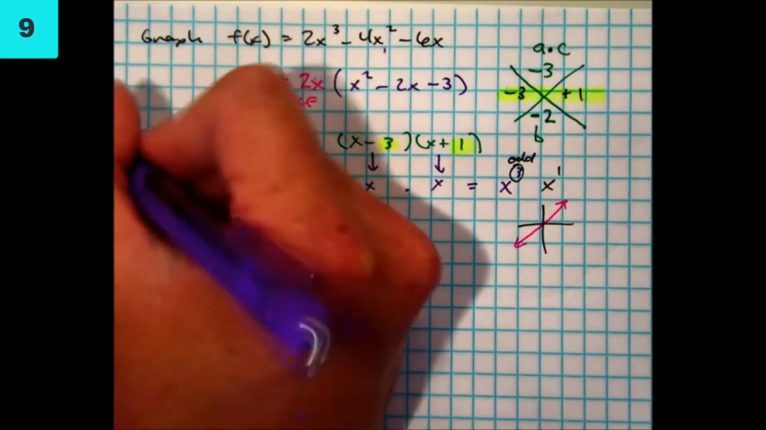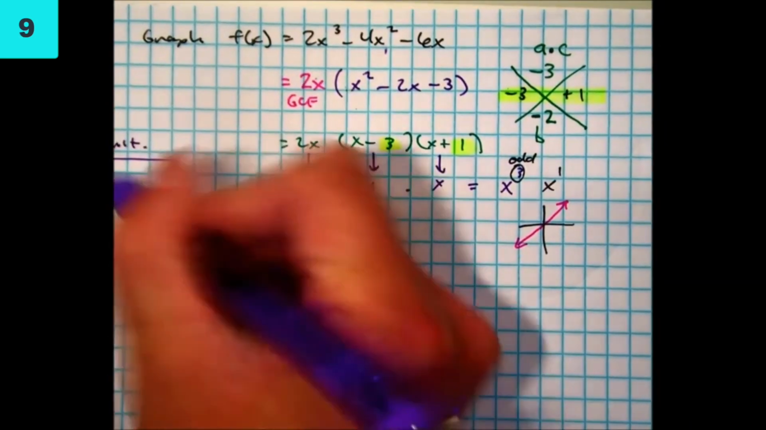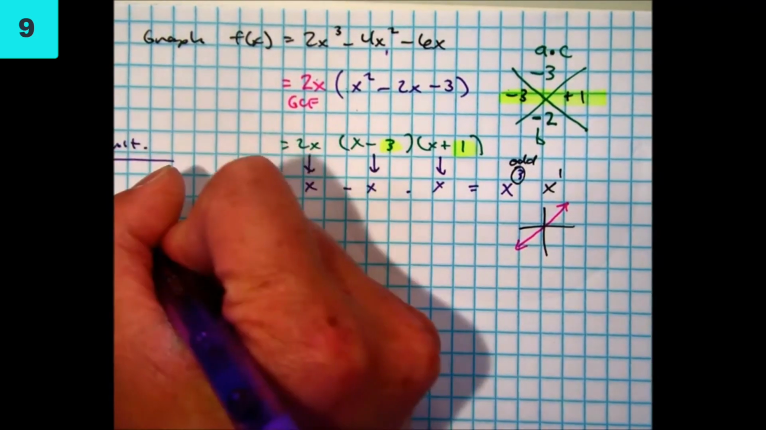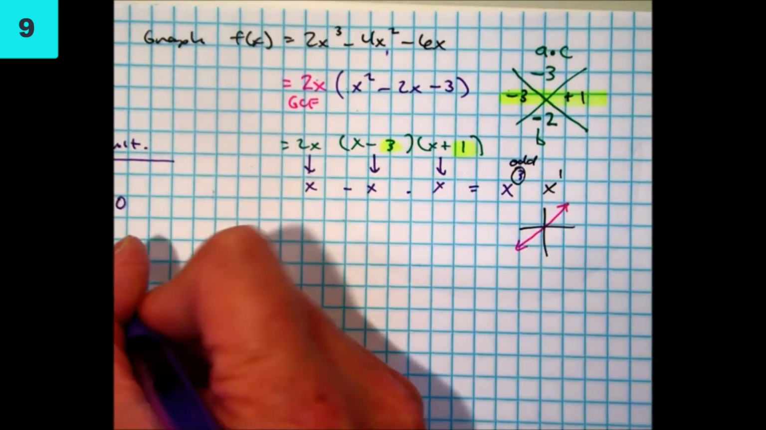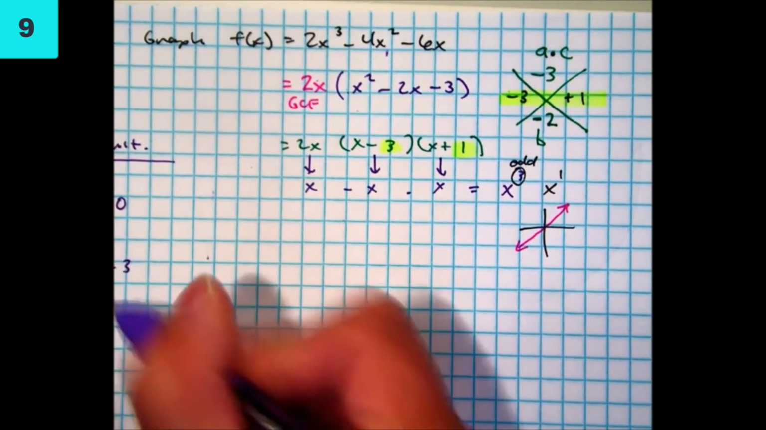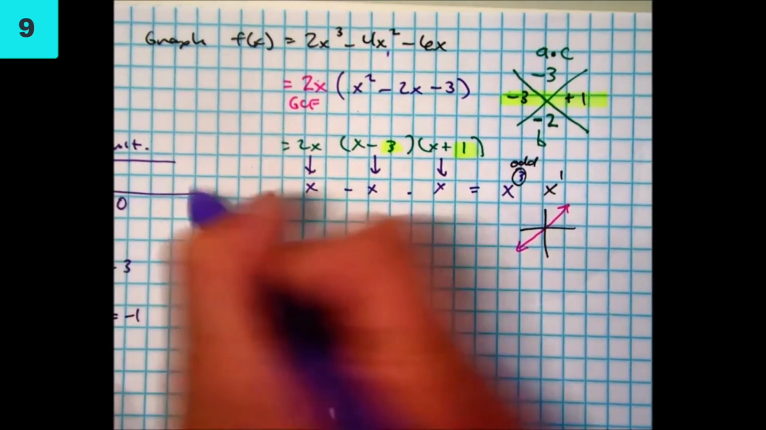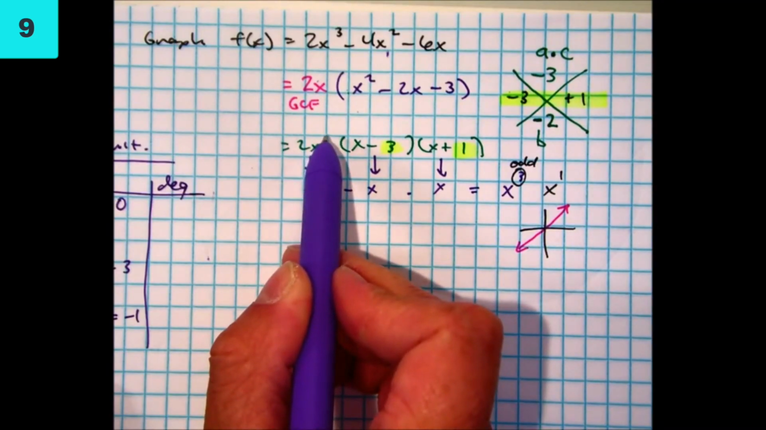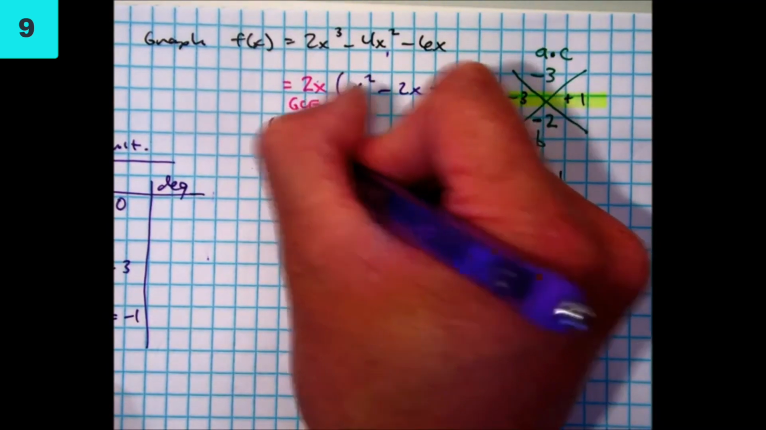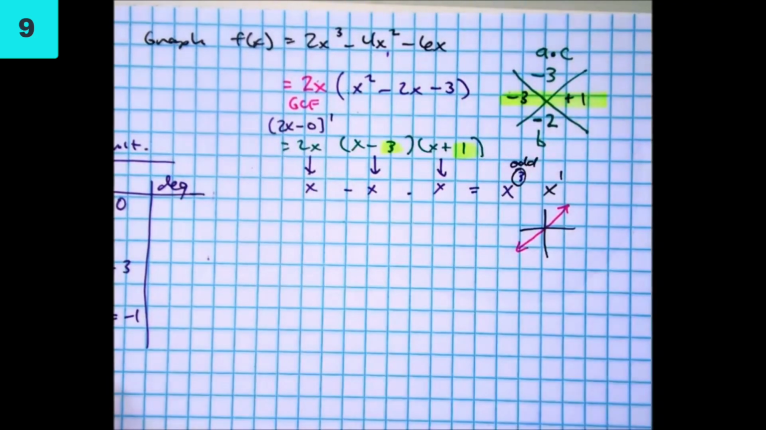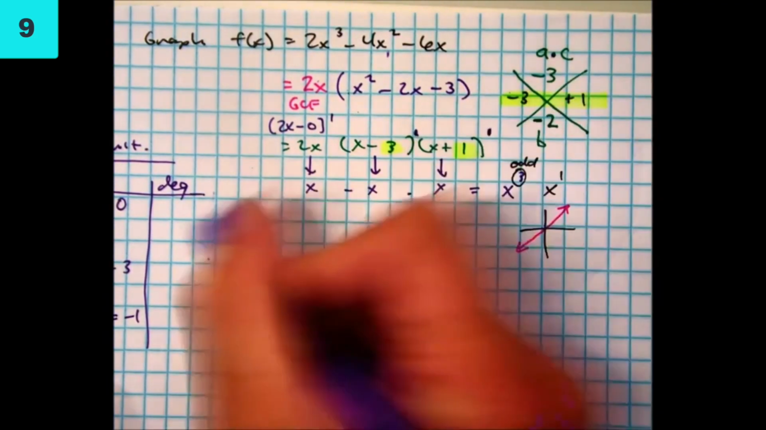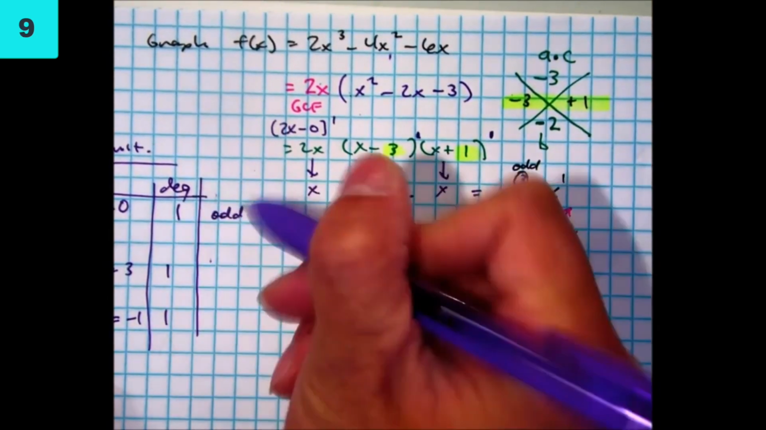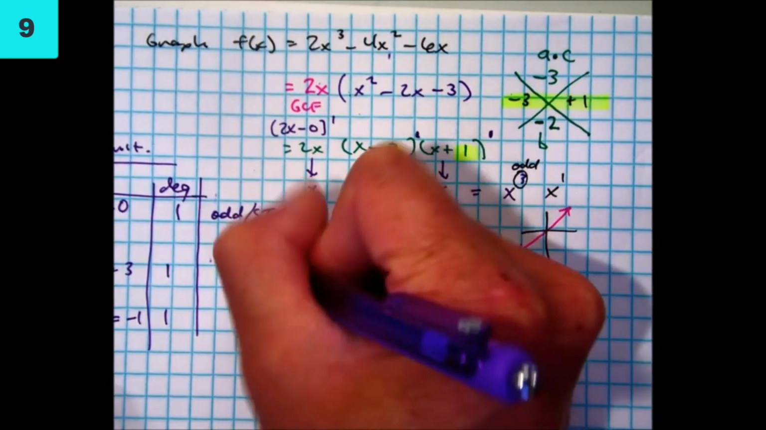Now we just do our multiplicity. Class, here x is equal to 0, x is equal to 3, and x is equal to negative 1. What's our highest degree here? Remember, if you get confused, you can also think of this as 2x minus 0 to the first power. And these are all ones. Odd or even? And what do you do with odds? Those are all the same, right?